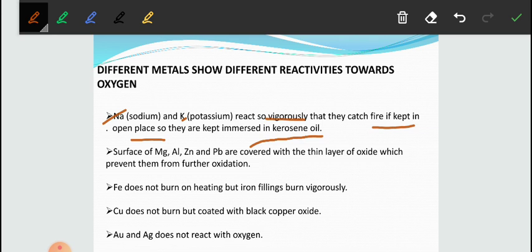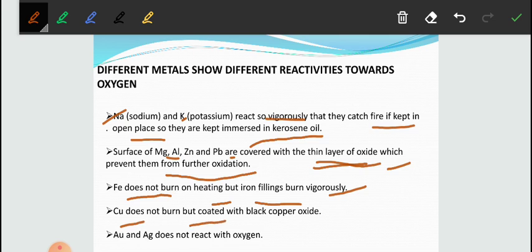Next, magnesium, aluminium, zinc and lead are covered with a thin layer of oxide which prevents further oxidation, means they cannot undergo further rusting. Iron does not burn on heating, but iron filings burn vigorously, very speedily. Next, copper does not burn, but it is coated with black copper oxide. Copper basically forms an oxide layer on its outer surface so that it cannot be further oxidized.